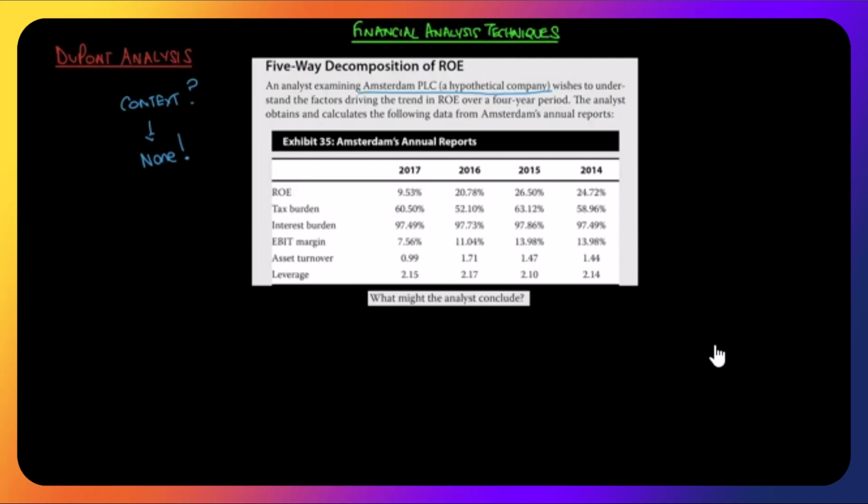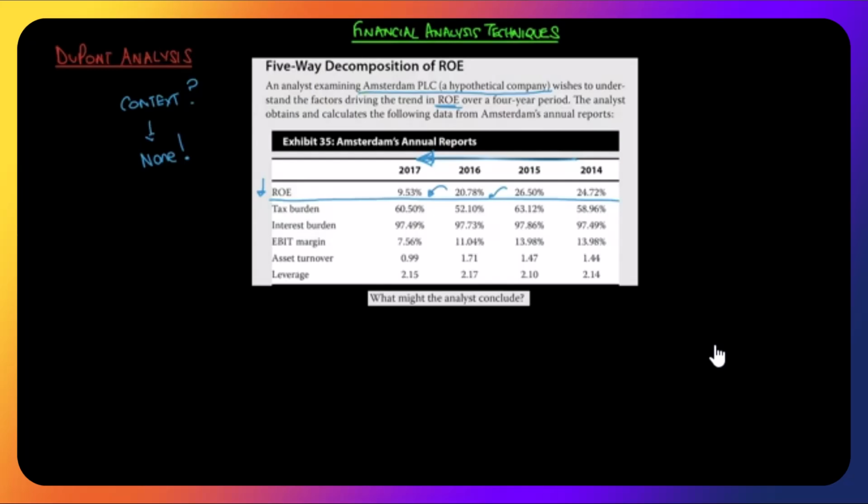Wishes to understand the factors driving the trend in ROE over a 4-year period. I see what they're doing. They're not really bothered about outside macro factors here. What they're concerned with is what happened to ROE and use DuPont to see what drove it. Obtains and calculates the following data from the annual reports. So this is what we're looking at, ROE. 14 to 17, time is going this way. So ROE, 24, 26. Ooh, a little dip there. And whoa, plunge. ROE has been driven downwards.